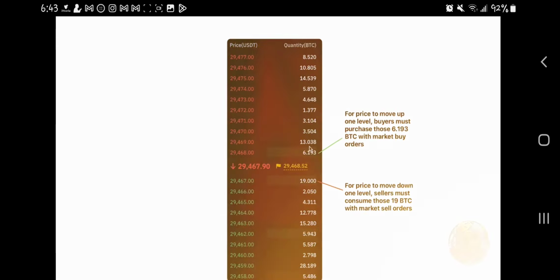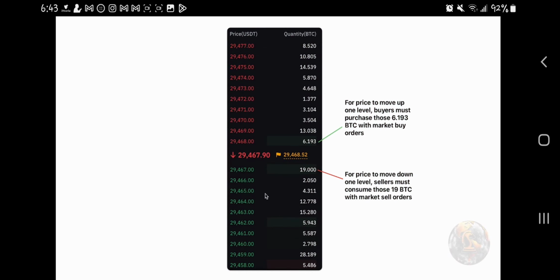Let's look at it on the order books. So you'll see this on your exchange. Very simply, the bids are below, the asks are above. Asks are in red, that's where people want to sell. That's the amount of Bitcoin that they want to sell at each level. There's the amount of Bitcoin that people want to buy at each level here. But price is in between these two levels. So for price to move up one level, for it to go up another dollar in value, the buyers must purchase these 6.193 Bitcoin on the market with buy orders. Or for price to go down a dollar, sellers must consume those 19 BTC that are there with market sell orders. That's it. That's how the market moves.